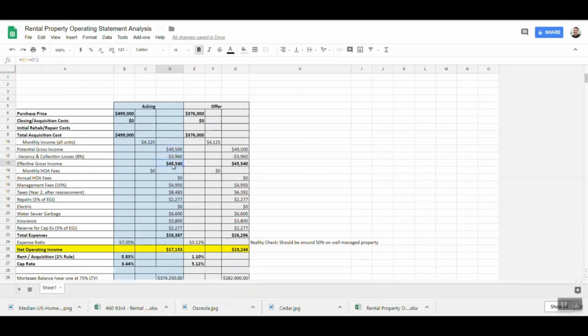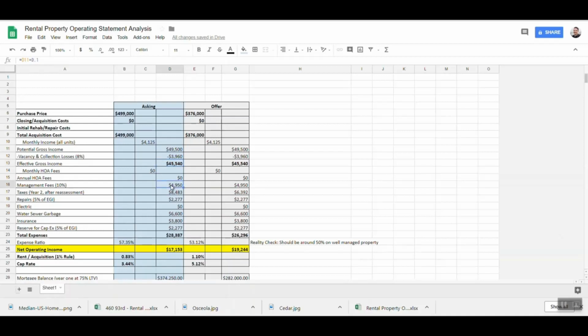You're never going to run at zero vacancy, so you have to use something here for vacancy and collection losses. And I find that 8% is pretty realistic, but is also a comfortable number to use. There are no HOA fees on this property, so I'm ignoring those. Those are zero. Management fees at 10%.